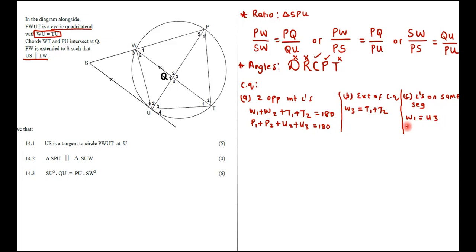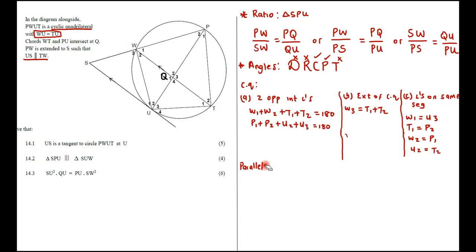It is T1 equals P2. It is W2 equals P1. And then it is U2 equals T2. All right, so those are the ones that I find under the cyclic quad. And then I'm going to move into the parallel lines.